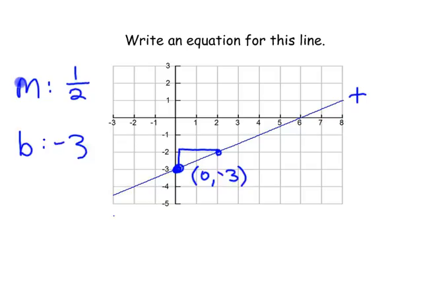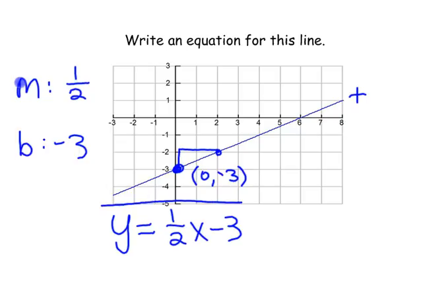So the equation for this line is y equals 1/2 for our slope, 1/2 x, and then our y-intercept is -3, so -3. And using that equation, we can find all of the other points on the line. So you could predict if x was 20, what would y be, even though you can only see a portion of the graph here.